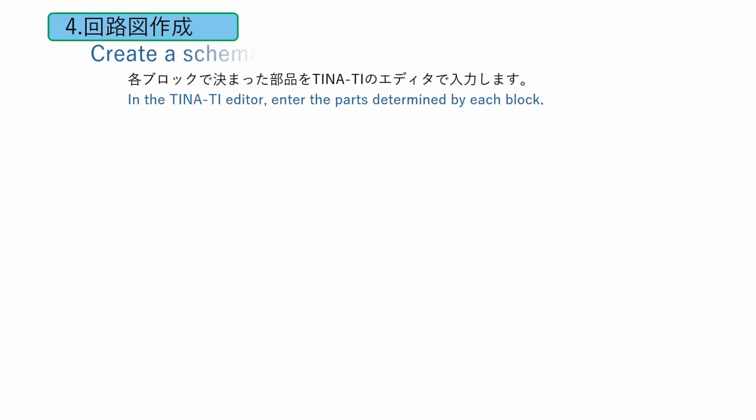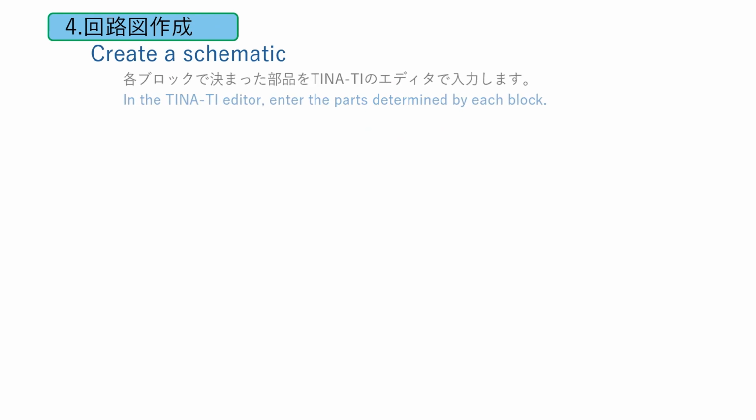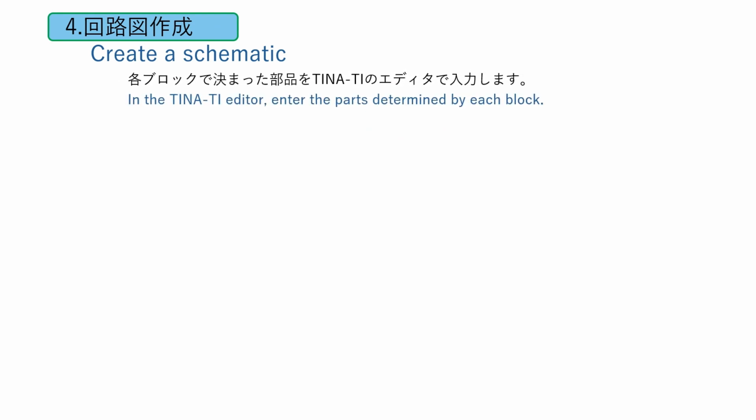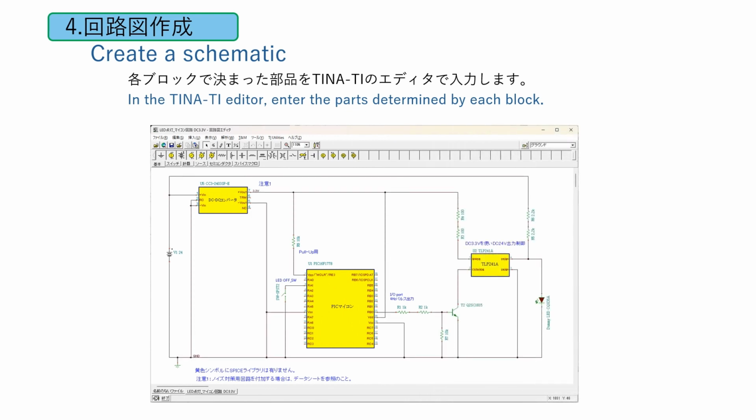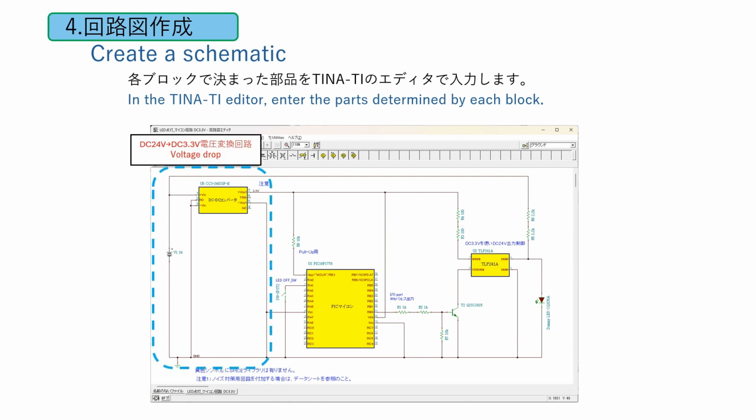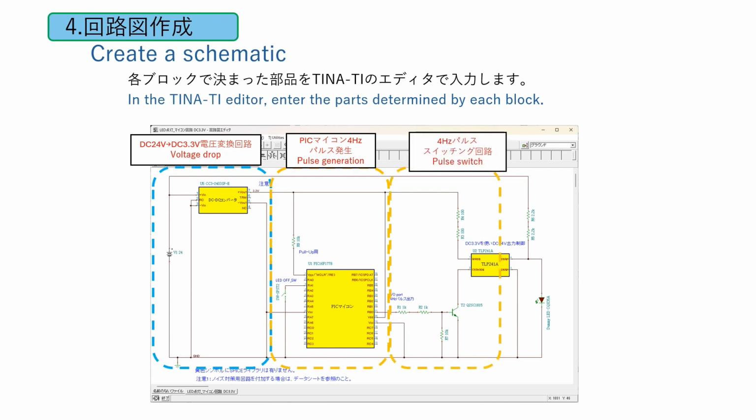To create a schematic, in the TINA editor, enter the parts determined by each block. The yellow symbol indicates a new creation. There is no SPICE library. Enter the main parts. Terminate the wires including passive parts and resistors. It is a circuit composed of 4 blocks: voltage drop, pulse generation, pulse switch, and lighting. The post in Part 2 will be designed for each block unit.